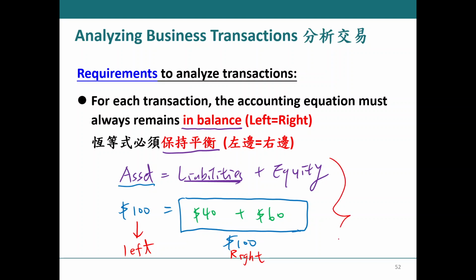Okay, we use it to do what? To double check. 检查是否有错。Okay.